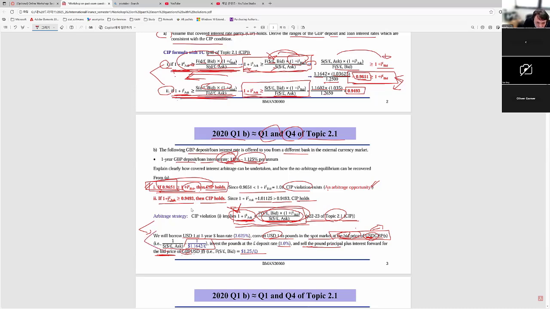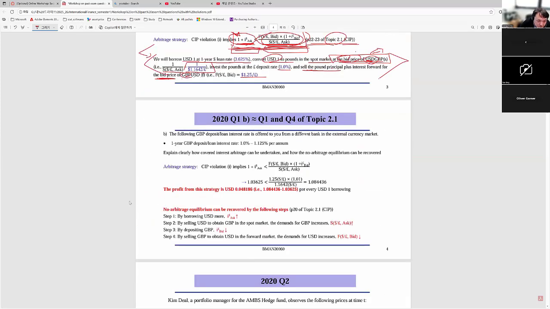So this is the strategy you're going to implement. And once you implement this one, the difference based on this one, the right-hand side minus left-hand side, what you're going to get minus what you have to pay back is going to be your arbitrage profit. That is in the next slide. So once we plug in all the numbers for these three, you're going to get 1.084436. This is the one you're going to get after implementing this strategy after 1 year. And this is what you're going to pay after 1 year.